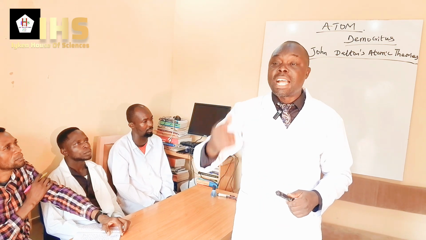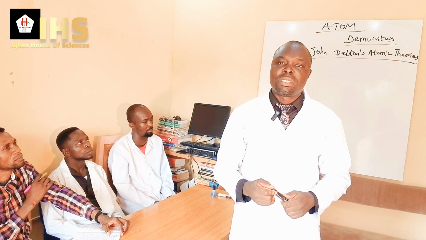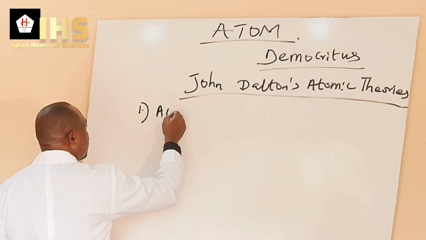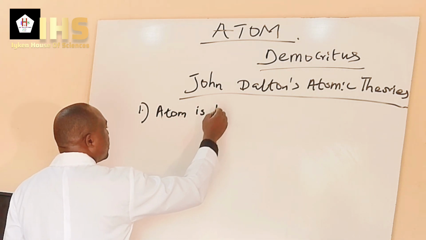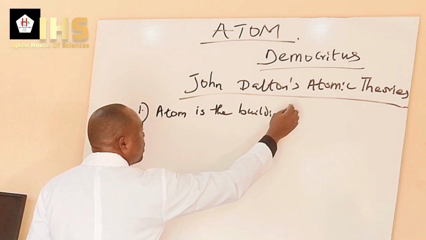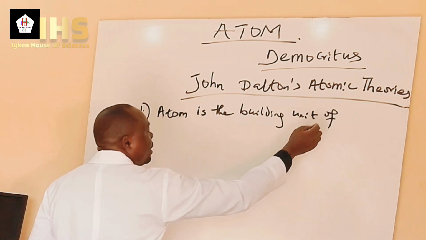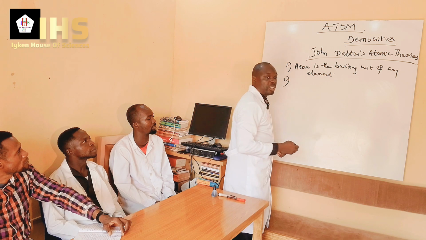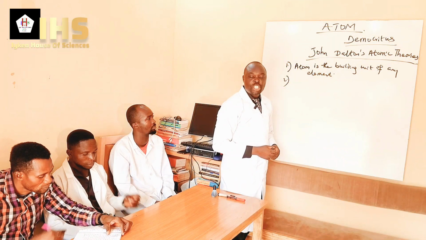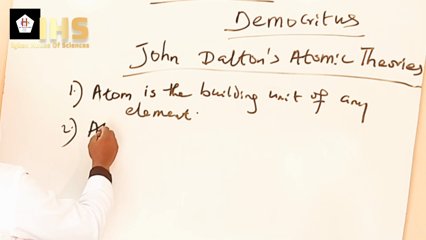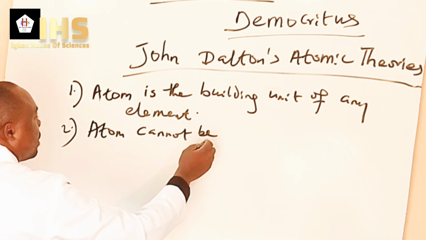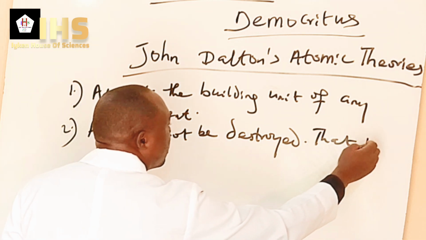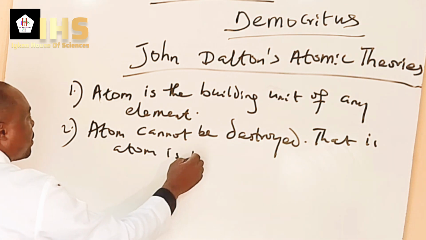So we are going to look at the theories he gave about this atom. He said that every element in the world has the atom as its building block. So the atom is the building unit of any element. John Dalton also said that the atom cannot be destroyed. According to John Dalton, the atom cannot be destroyed. According to him, the atom is indivisible.